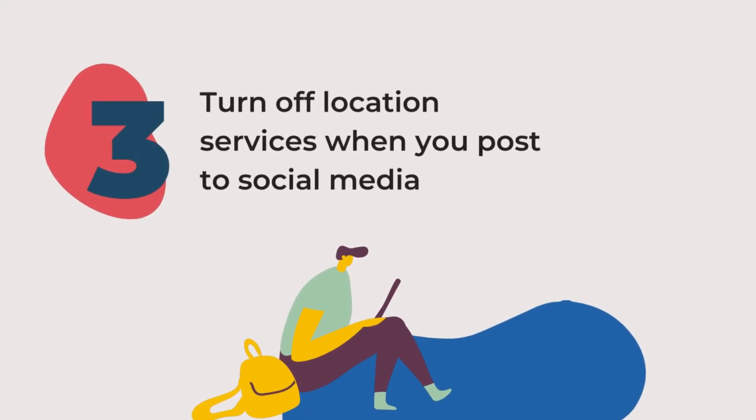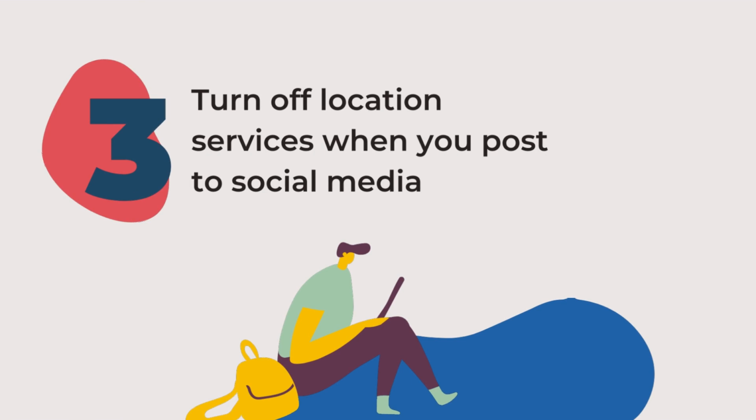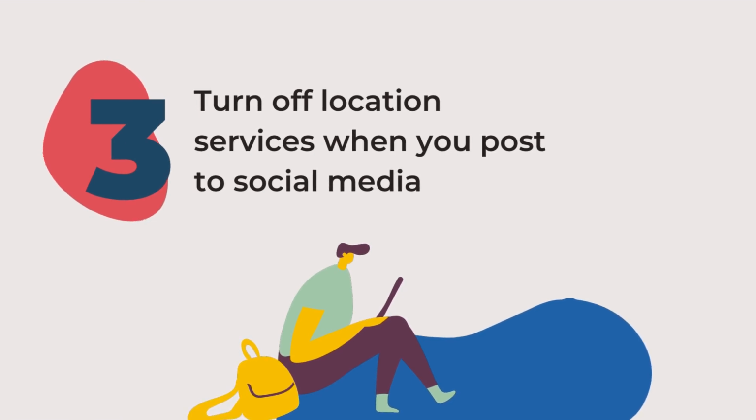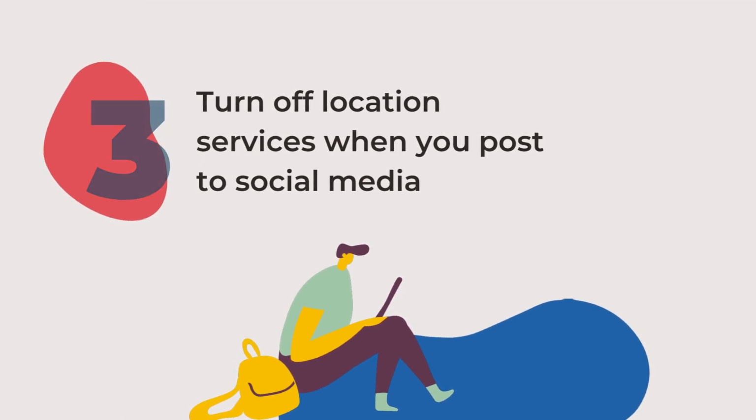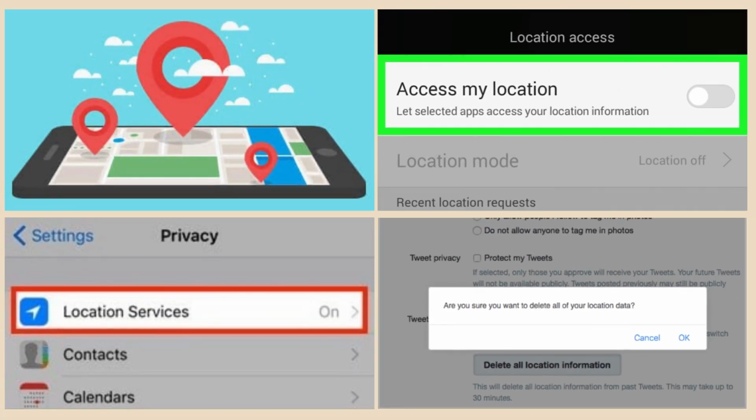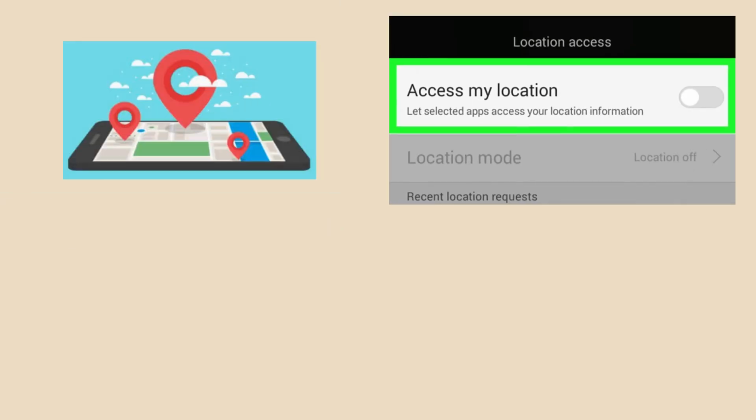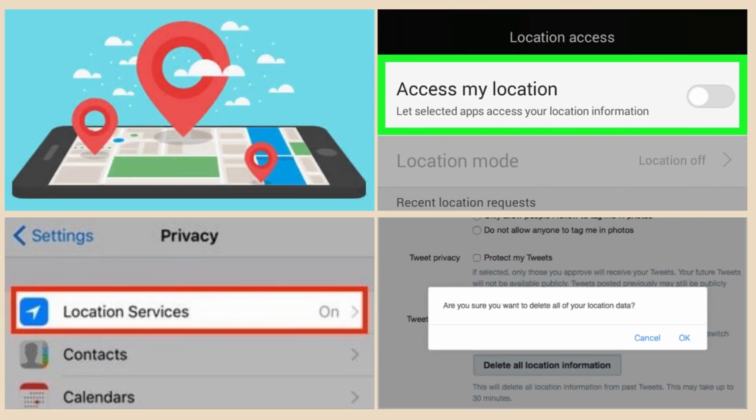3. Turn off location services when you post to social media. You are announcing your location in real time if you don't disable GPS or location services. Depending on the privacy controls of people you're connected to, people outside your network might be able to see information that you don't want them to.